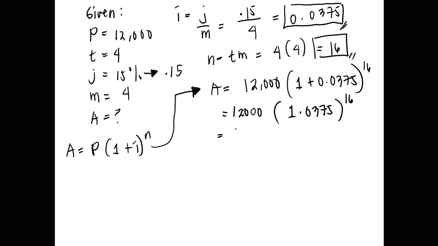Okay, so exponent, rewrite pa din natin si 12,000 pesos kasi hindi pa natin siya isa-solve. Exponent daw yung next natin. So, you will solve for 1.0375 raised to 16. Okay, direct sa calculator. If not, you will multiply 1.0375 by itself 16 times.